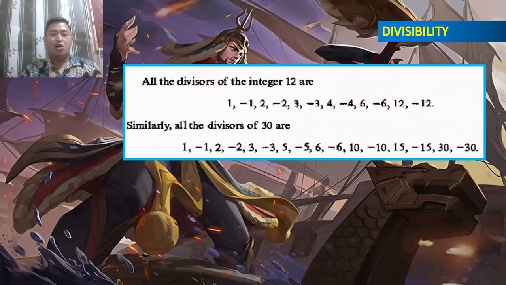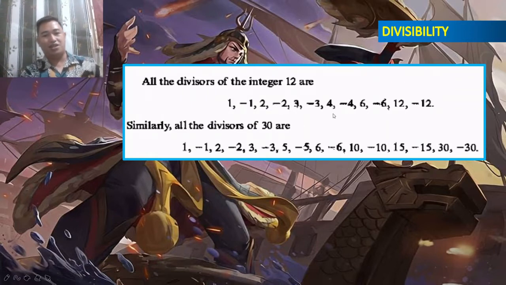Next: all divisors of the integer 12 are 1, negative 1, 2, negative 2, 3, negative 3, 4, negative 4, 6, and negative 6. Similarly, all divisors of 30 are listed as well.